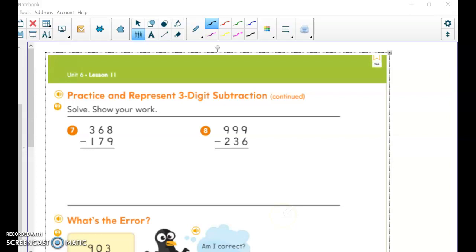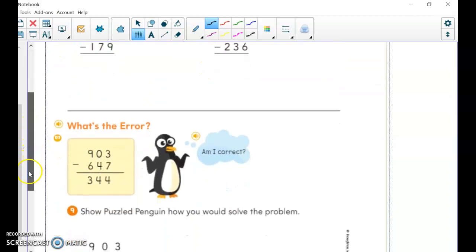All right, I would like you, my friends, to take a few minutes, probably 5 to 7 minutes would be appropriate, to try to solve number 7 and number 8 on your own. If there are friends that finish early, you can write these two problems on the board, have students come up and solve them, and then double check the answers. And then once that's finished, you can play the video again, and we're going to go on to Puzzle Penguin.